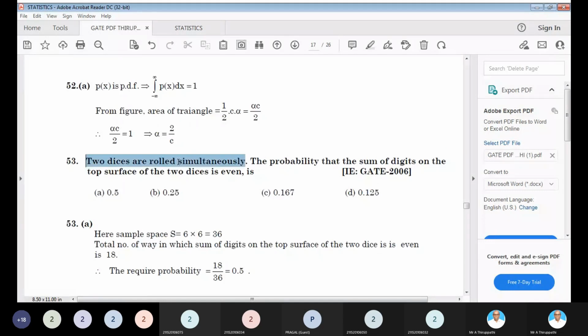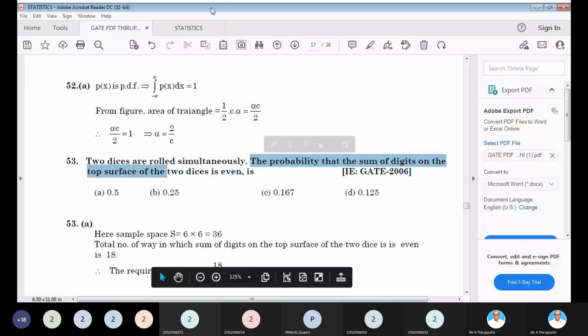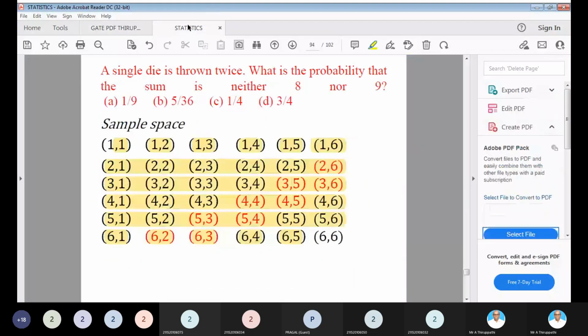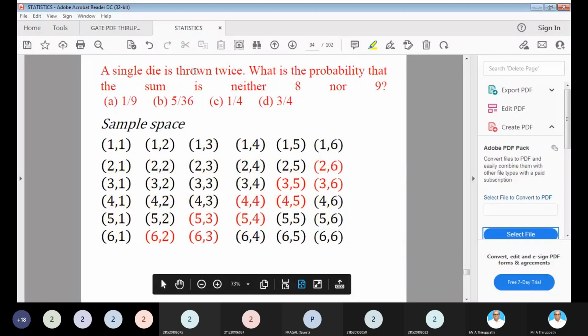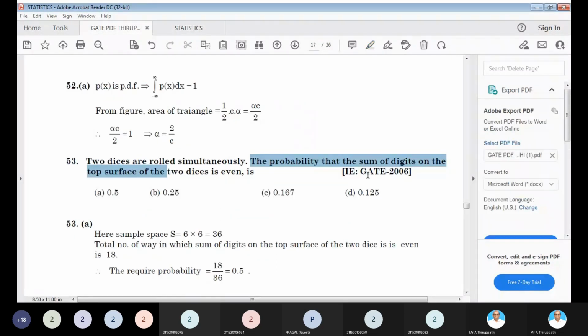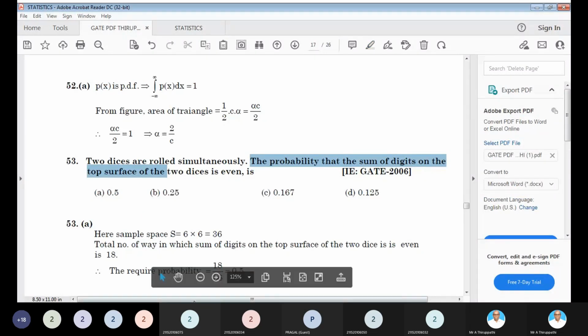Two dice are rolled simultaneously. The probability that the sum of the digits on the top surface of the two dice is even. What are the possibilities? Anyone? Please read the question carefully once again: the probability that the sum of the digits on the top surface of two dice is even. The sum of the numbers is even.